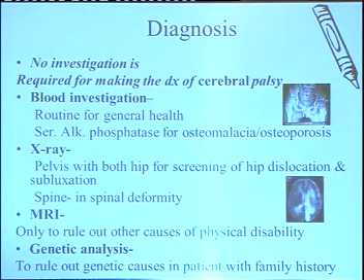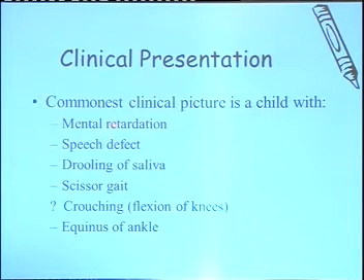Clinical examination is the diagnosis. No investigations except blood investigations, and this is important. Genetic analysis is difficult and not available in many centers, but it helps rule out genetic causes in patients with family history. The commonest clinical presentation is mental retardation, speech defect, drooling of saliva, scissor gait, crouching, that is flexion of knees, and equinus of the ankle.